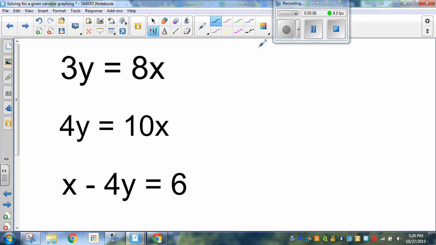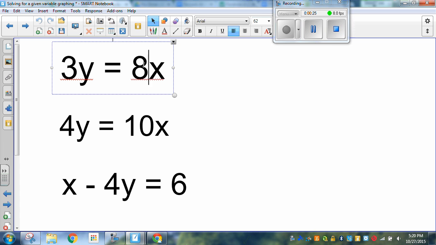I just wanted to post this video to help you out with solving for a single variable when we have a situation with more than one. And in all of these equations, it's important to realize that we need to get rid of everything that is not y. So I'm going to start here with a really simple example.